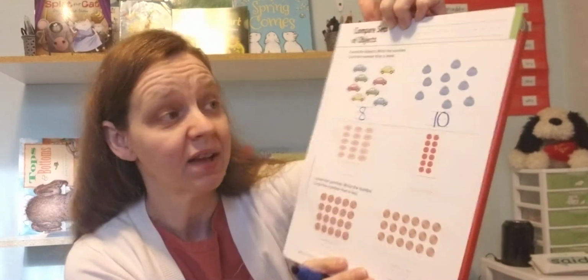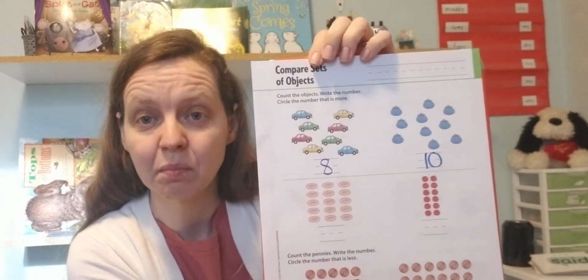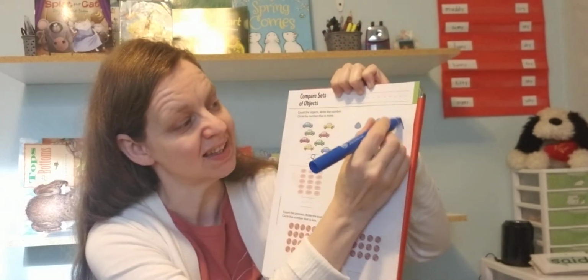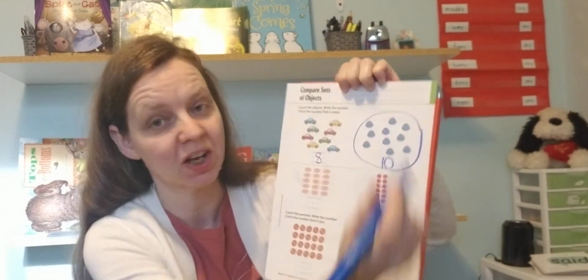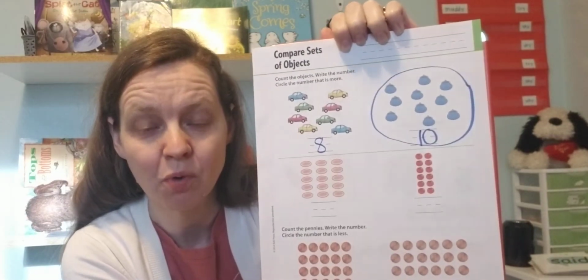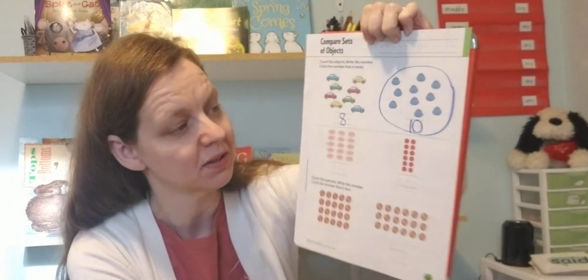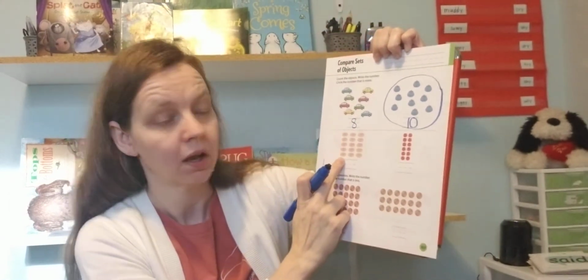Awesome. Now it has a second direction. It says circle the number that is more. So are there more cars or more change purses? Which number's bigger? Remember, if it's more, it's the bigger number. 10 is the bigger number, so let's circle those change purses. There's more change purses than there are cars. All right, let's do the next one.